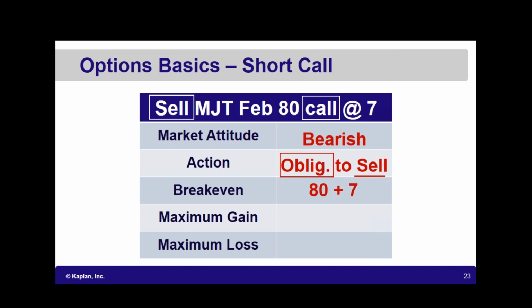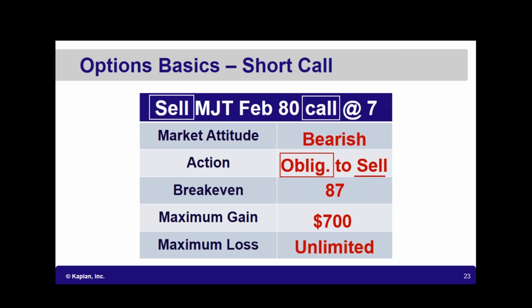But don't forget to calculate the break even on a call option. You're going to take your strike price and add your premium. So altogether, my break even is 87. My gain, well, I get to keep that premium that the buyer loses, but I don't think I like this one. My maximum loss is unlimited.